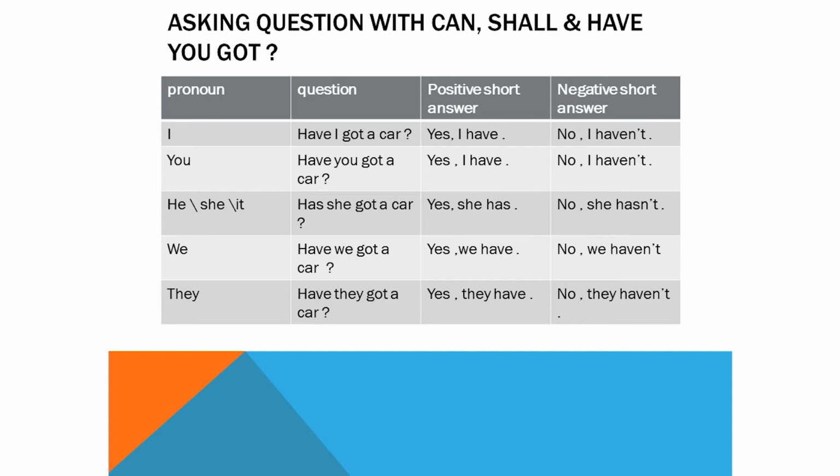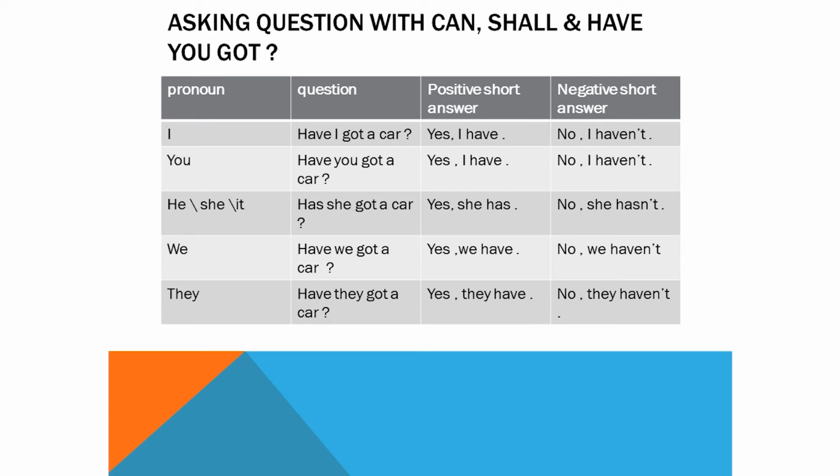Now let's introduce our grammar of lesson 3 and 4. It's about asking a question with can, shall, have you got. Now let's start with have you got. If we have a singular pronoun, we use has. And if we have a plural pronoun, we use have. For example, have I got a car? We can use a positive answer or negative answer. Both of them are short.